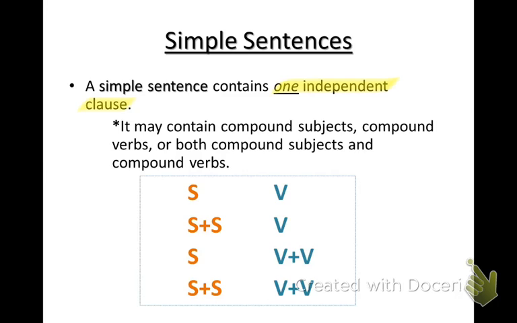It is important to note that simple sentences may contain one subject and one verb, they may contain compound subjects, they may contain compound verbs, or they may contain a combination of compound subjects and compound verbs. So making sure that you're able to understand how to find a subject and how to find a verb in a sentence is going to be essential to your understanding for this specific lesson.